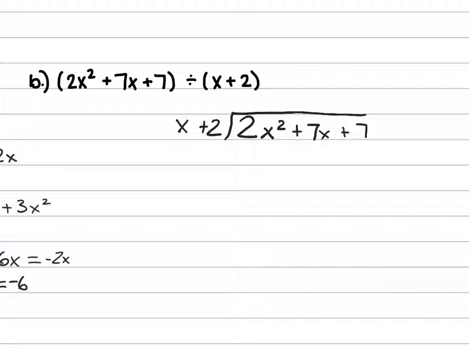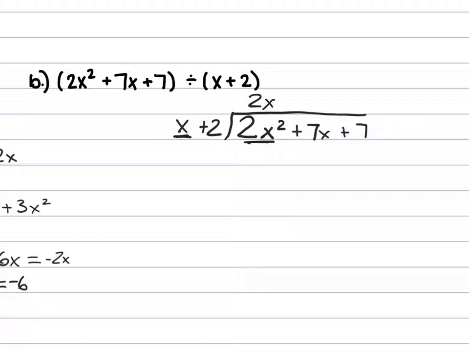Okay. So the first thing I want to do is just like it was before. I want to know how many times does x go into 2x squared? 2x. Because if you're having a hard time understanding it, basically what we're saying is x times what would give me 2x squared, and that is 2x. X times 2x is 2x squared.